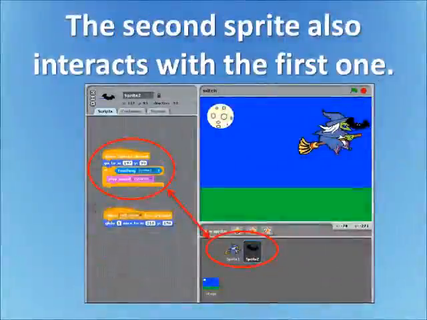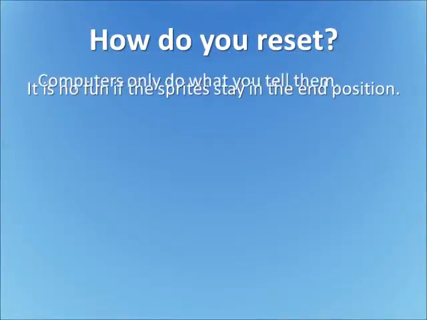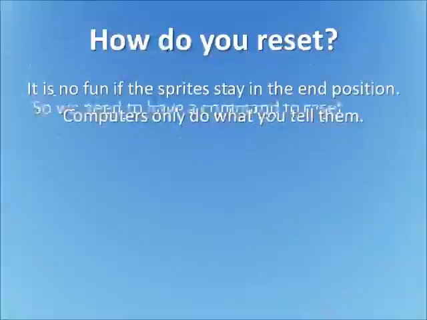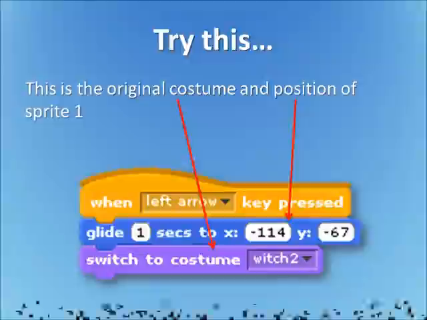The second sprite can also be taught to interact with the first one using the same commands. Don't forget, we need to have a reset as well. This can be done via a command, a direct command, or it can be done automatically. So when the left arrow is pressed in this one, it all reverts back to the original costumes and to the original position.